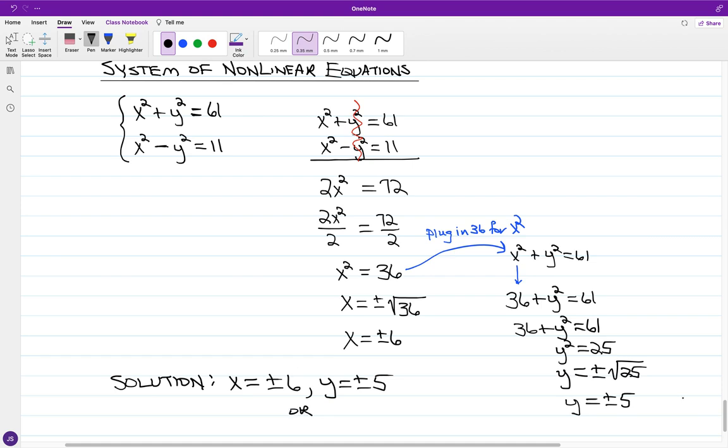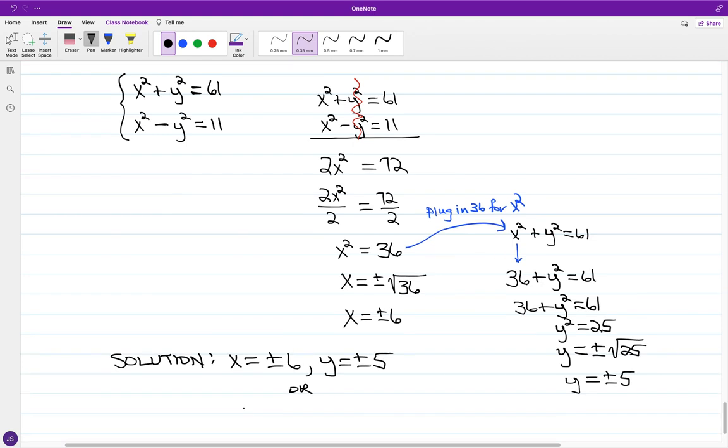And if I were to express these as ordered pairs, you have one combination where both x and y are positive, two combinations where I have one positive and the other negative, so you have (6, -5) as well as (-6, 5). And with the remaining combination, we'll have (-6, -5). Okay, so I have four solution points.